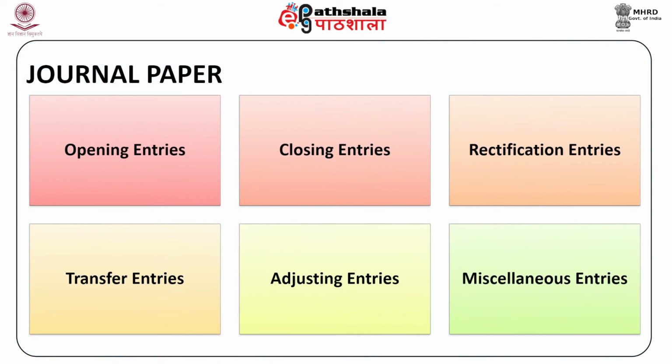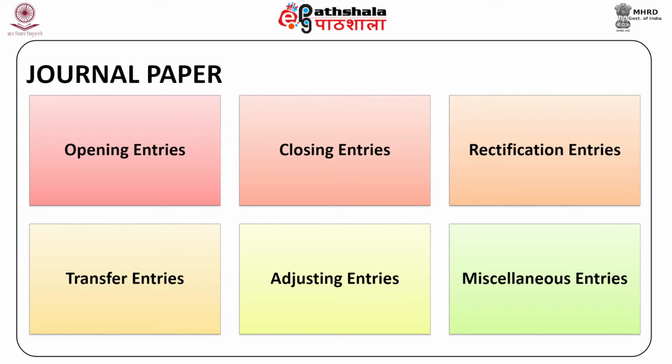Number one, opening entries. The opening balances of assets and liabilities are journalized in the journal book when books are started for the new year. Number two, closing entries. At the time of preparation of final accounts, at the end of the period, the nominal accounts are transferred to trading and profit and loss account. This is done through closing entries.